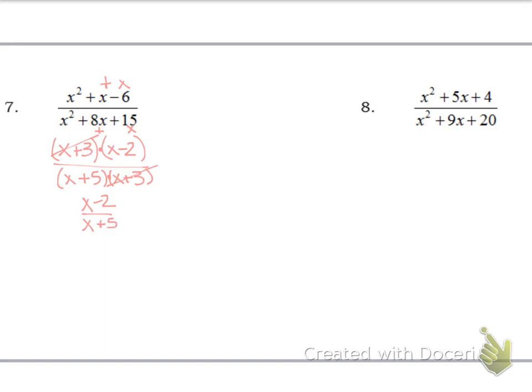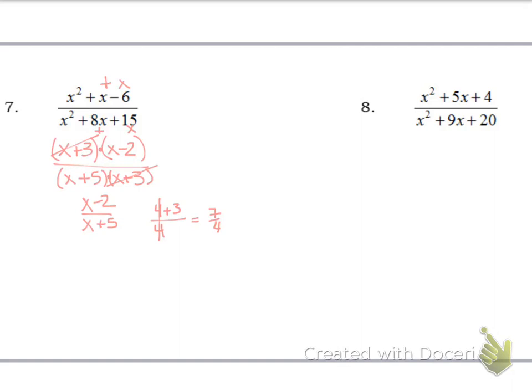I cannot cancel my x's because they're being added and subtracted on the top. For example, if I had 4 plus 3 over 4, this is really 7 over 4. I can't just cancel my 4's and get my answer to be 3. So anytime there's adding and subtracting separating them instead of multiplication, you cannot cancel them.